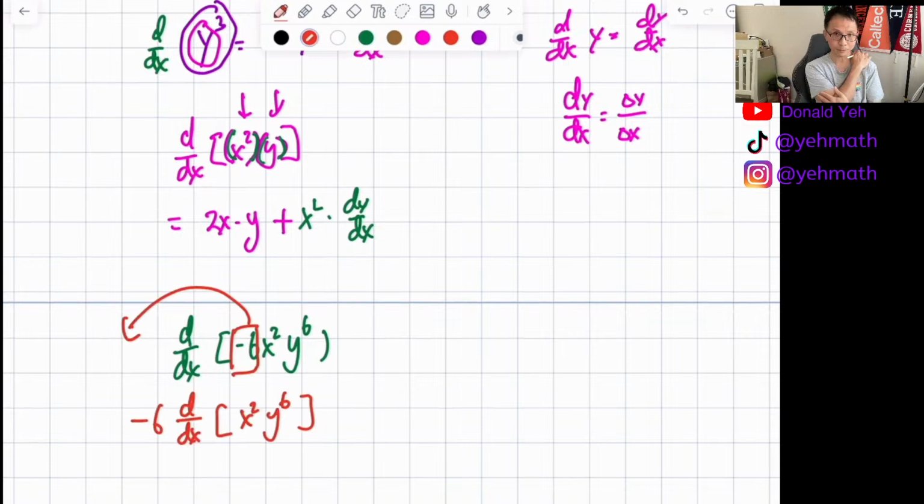Remember, it's a product rule, because now it's x squared times y, but every time you take a derivative of y, you're going to get dy dx. Is everybody done?